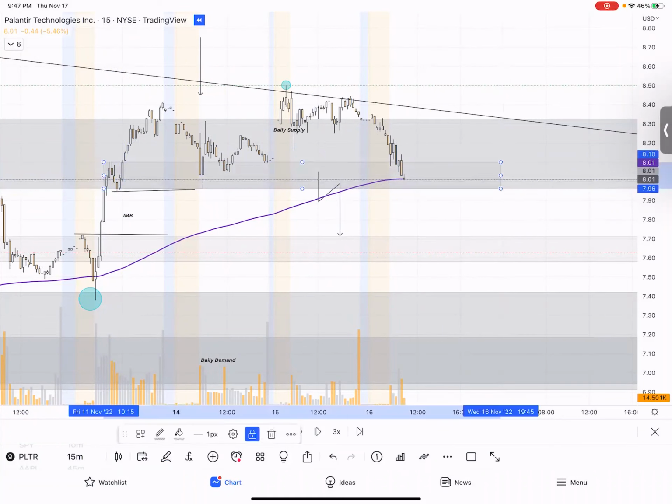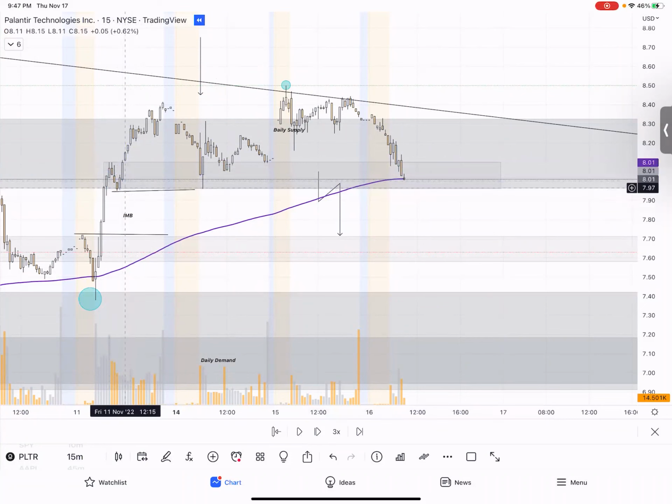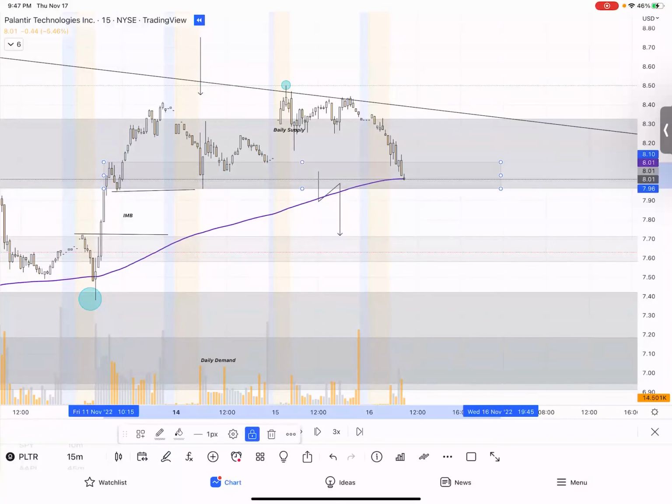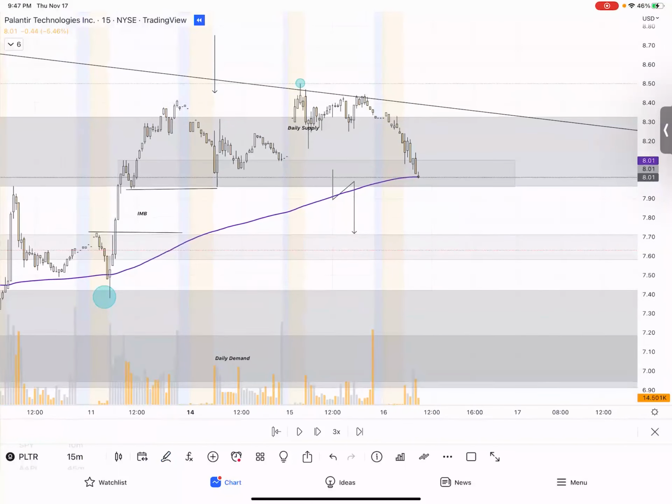for identifying a liquidity pool to push prices higher, which makes sense because there's equal lows underneath our daily supply zone. So all we're looking for now, well, all I was looking for was a break in structure, a retest of the 50% mark of this 15-minute zone, and then a follow through to take out the previous swing low and to fill in this imbalance.